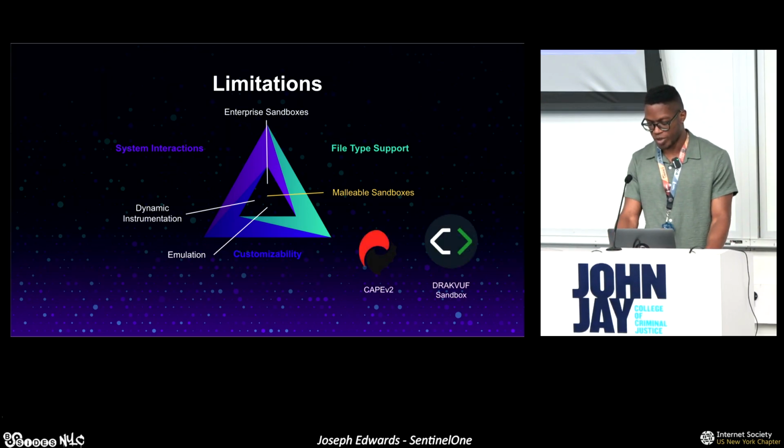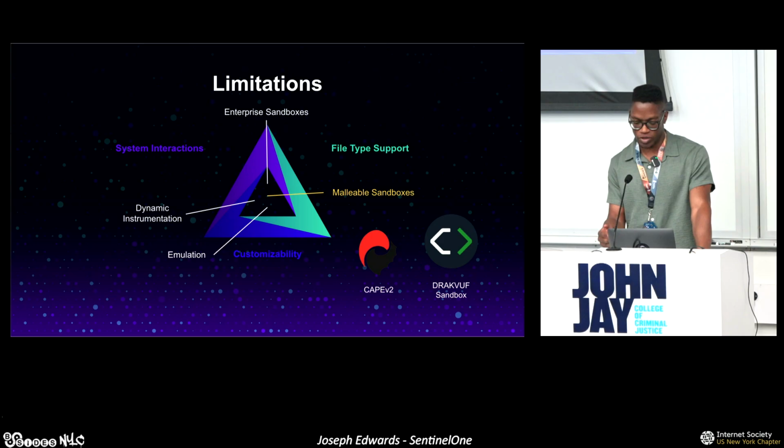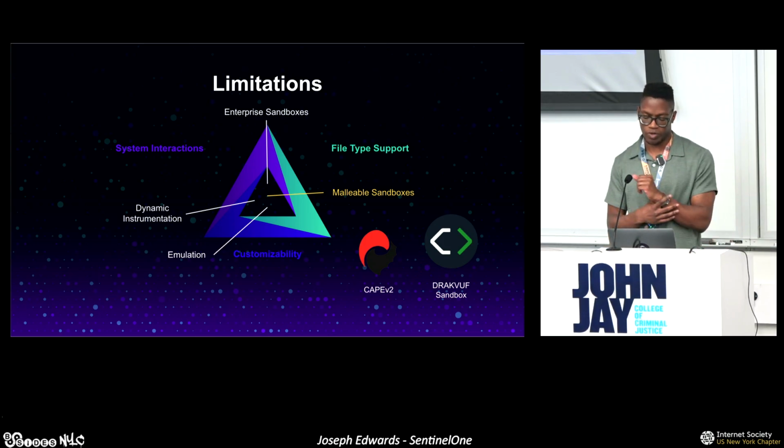So a couple examples of malleable sandboxes. Cape v2, been around for a while. It's a pretty robust framework. It does take a bit of involvement to set up, but they've made that process kind of easy for you. And I'll have links for all of the tools that I mention at the end.